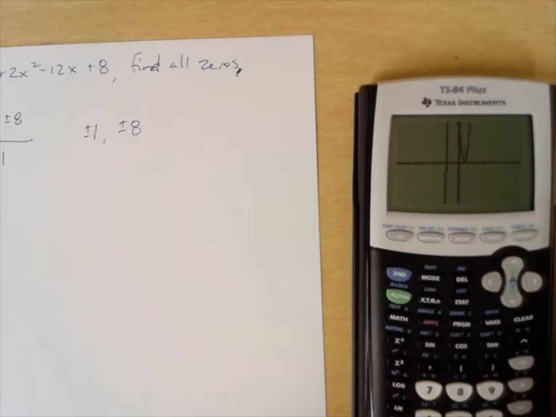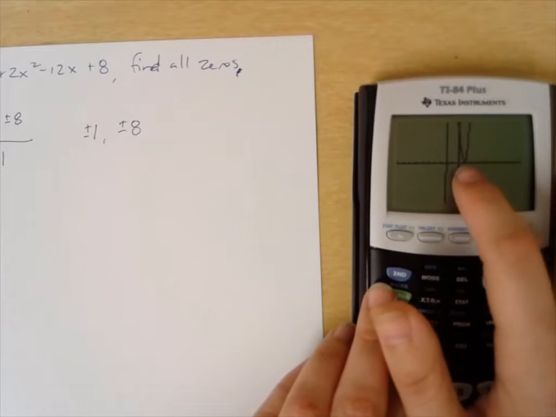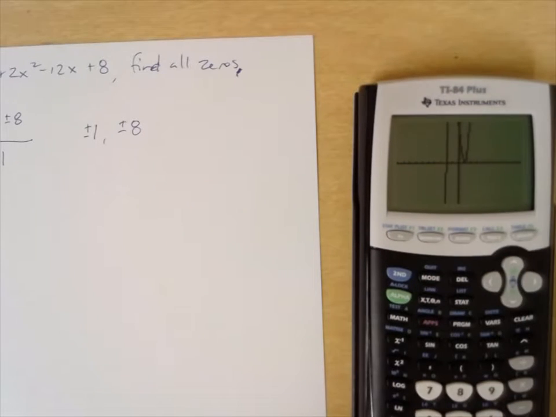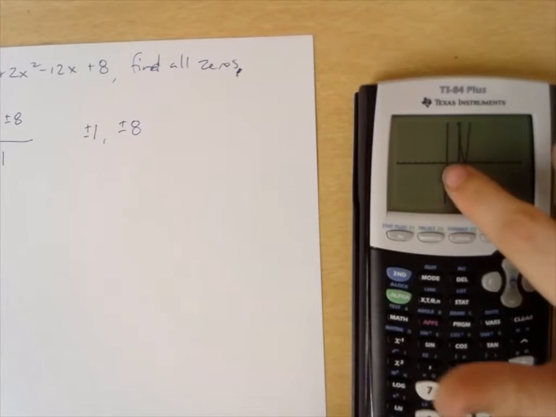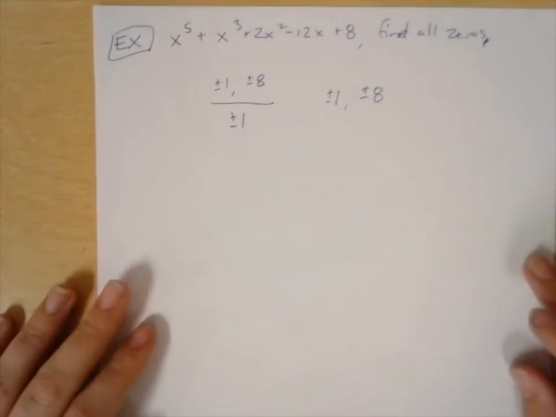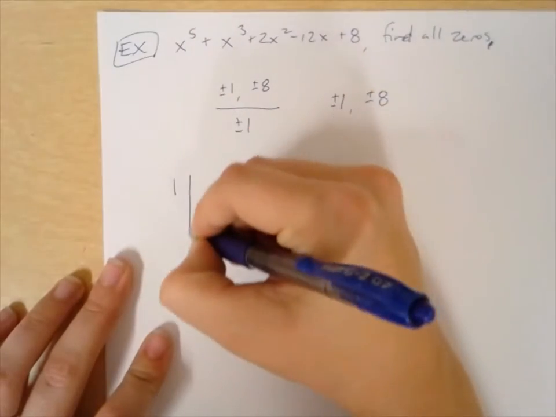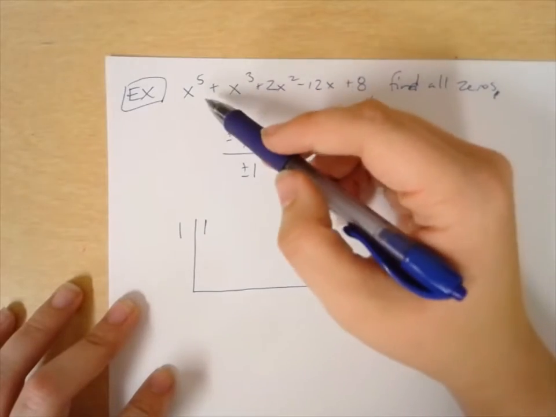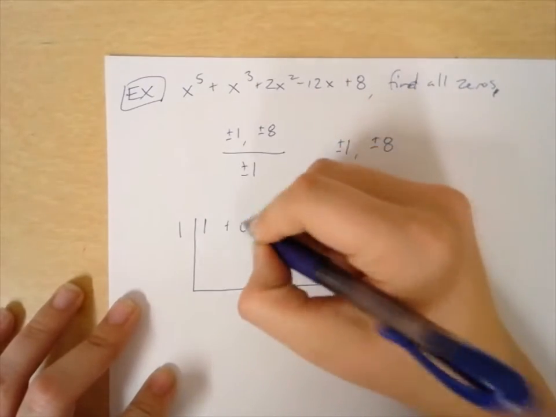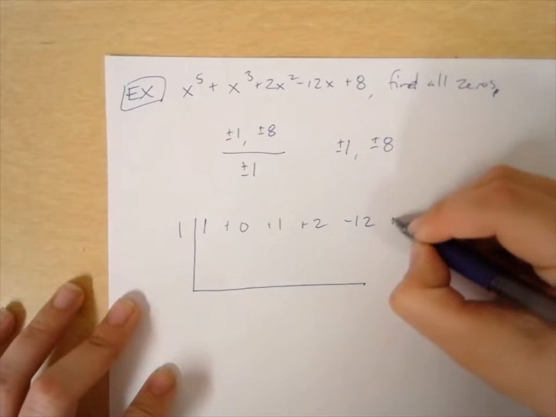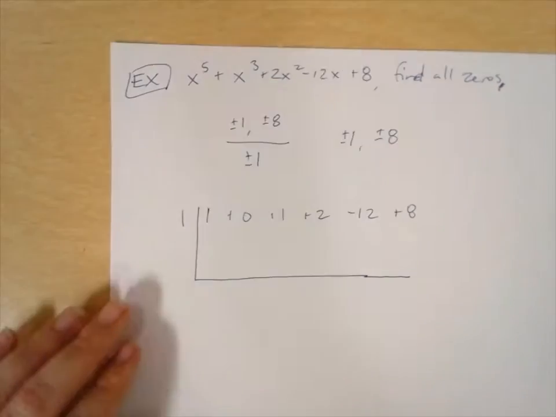And I also want to investigate those 8s, and it looks like my graph isn't touching those. So let's instead just take a look at the positive 1 and this 2 for a second, and let's see what we have going on. So I'm going to start by setting up synthetic division. I'm going to have 1. And then notice that I'm missing an x to the 4th power. So I'm going to have a plus 0, and then I'm going to have a 1, a 2, a minus 12, and then a plus 8.